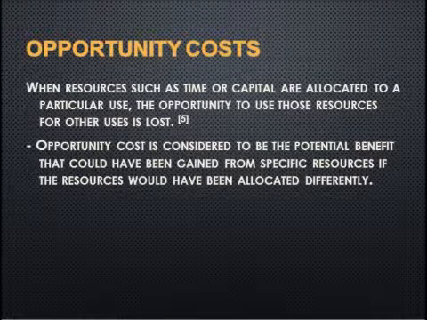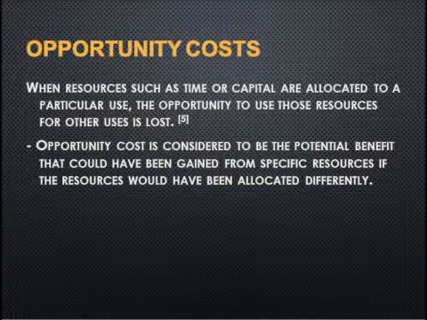Accounting profit is defined as monetary profit found by comparing total revenues of the firm to the total costs of the firm, whereas economic profit expounds on that concept of accounting profit by taking opportunity costs into effect also. Opportunity cost is considered to be the potential benefit that could have been gained from specific resources if they had been allocated differently. So when resources such as time or capital are allocated to a particular use, the opportunity to use those resources for other uses is lost.